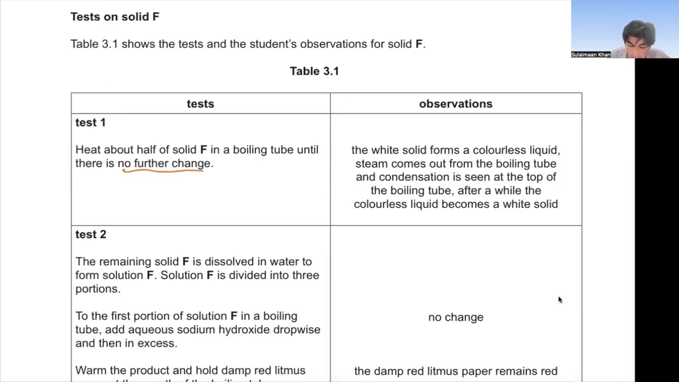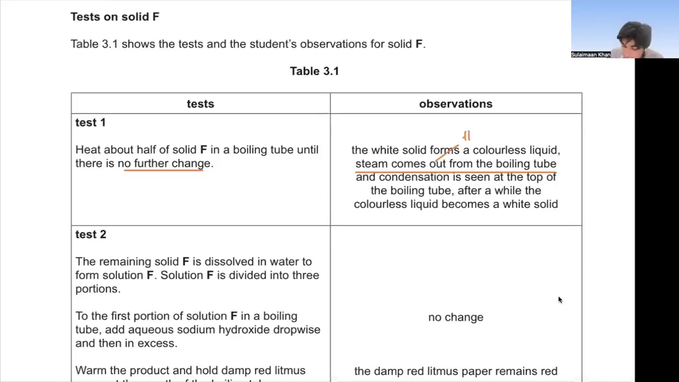What does this mean? If you're heating it and there's constant change, that means something is being removed. It's either a gas or something is being removed, right? There's a constant change and then you heat it until there's no further change. So the thing that was being removed has been completely removed. Now what's that thing? It says a white solid forms a colorless liquid. Steam comes out of the boiling tube.